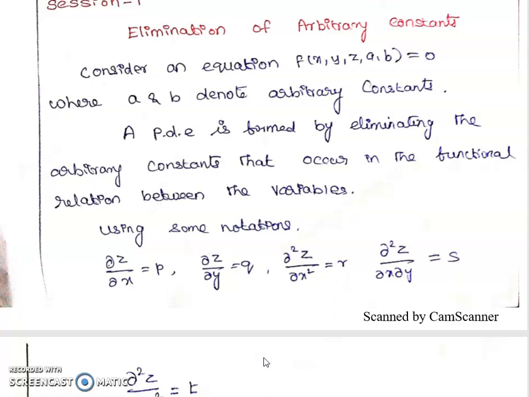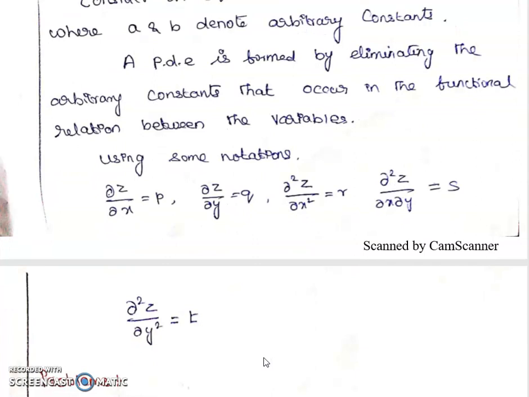In this unit we are going to use the following notations. Dou z by dou x equal to p, dou z by dou y is equal to q, dou square z by dou x square equal to r, dou square z by dou x dou y equal to s, and dou square z by dou y square is equal to t. Now we are going to see the problems.